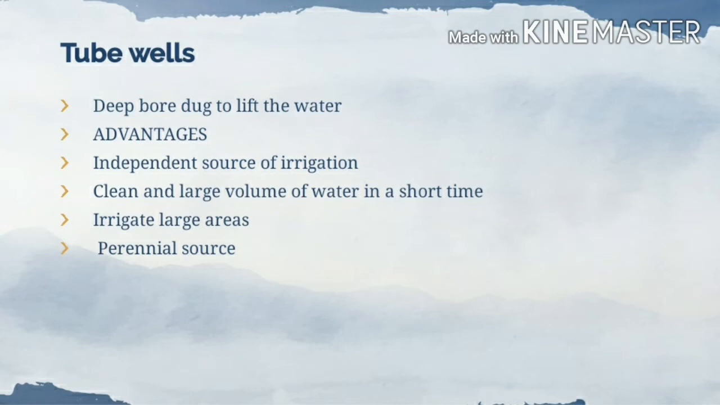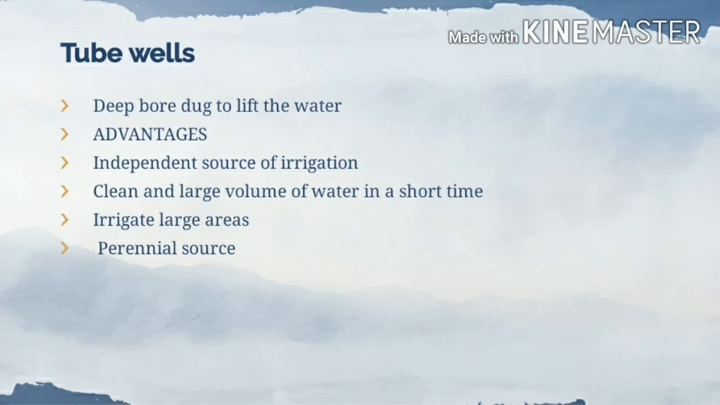Okay, and the tube well has its advantages and disadvantages as well. We will deal with the advantages first. One is that it is an independent source of irrigation, meaning that in canals, a river is required for the provision of water, but here no such water body is required. It just directly derives water from underneath the ground. That is why it is known as an independent source of irrigation.